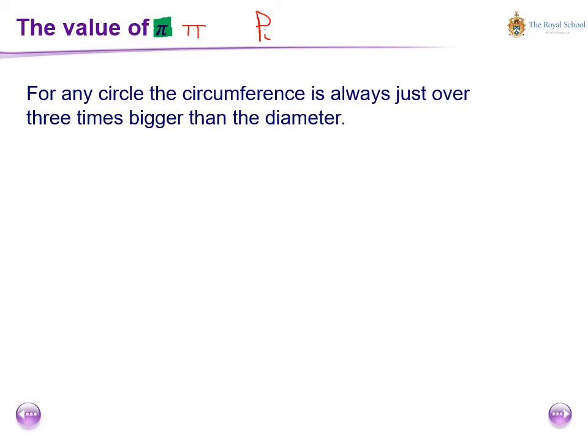Now, this number is really, really important in mathematics because for any circle, the circumference, remember the distance around the outside of a circle, is always just over 3 times bigger than the diameter. Now, this 3 and a bit times bigger isn't something that mathematicians have decided on, it's something that occurred in the natural world. So this is why pi is really special. It's not something that people have made up, it's something that was always existing in the natural world before mathematics ever came along, but mathematics just assigned this number to it.